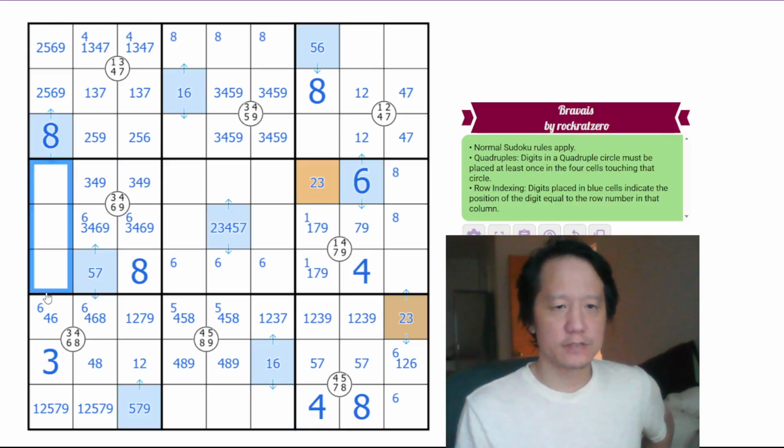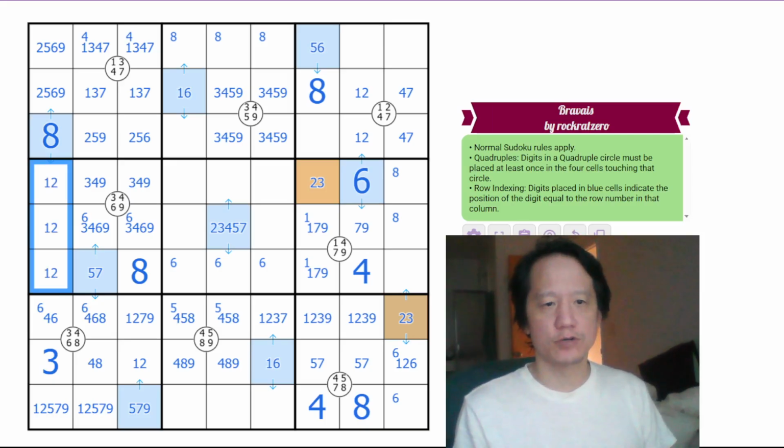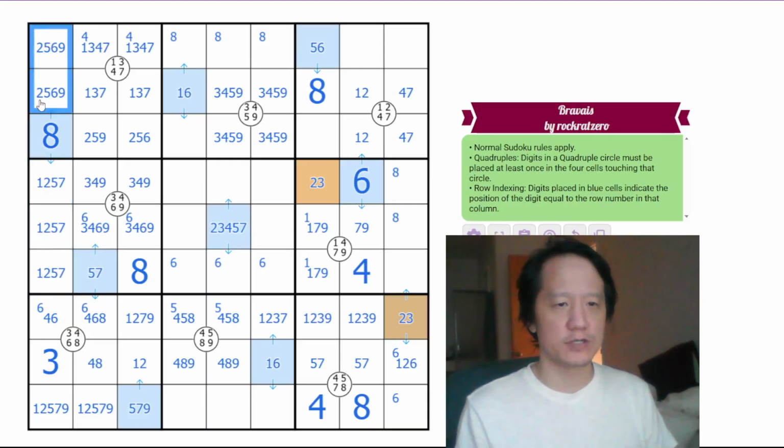These digits have to include 1 and 2. So it's 1, 2, and it could be 5 or 7. That eliminates 1 and 2 in the rest of the column. So this can't be 2. This can't be 1 or 2.